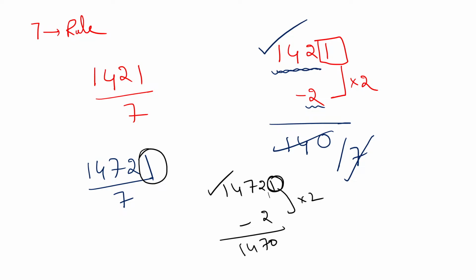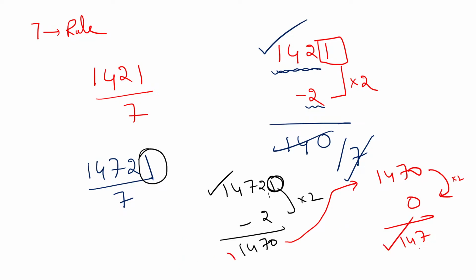If you are still getting a somewhat larger number, you can apply the rule once again. Let us take a somewhat bigger number, and I don't know whether it is divisible by 7 or not. So you can apply the rule once again. 0 into 2 is 0, subtract that from the remaining number, like 147 minus 0 is 147. Is 147 divisible by 7? Yes. Then this number is divisible by 7.